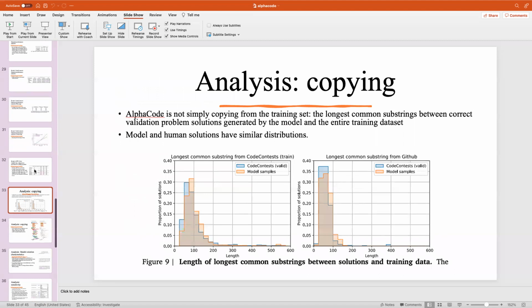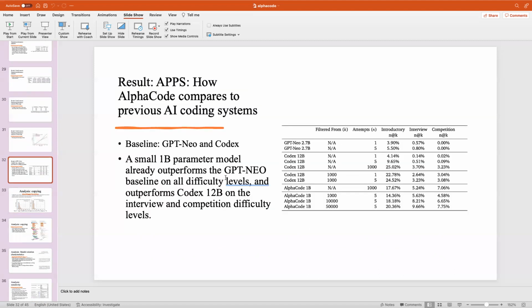And so in the previous slide, the Codex 12B is like 24.52% for the introductory case, right? But AlphaCode is a little bit less. Is there any reason why? And even for Codex 12B, where it says n/a with 1,000 attempts, it is like 25.02%. Is there any reason why it performs like this? And what are introductory, interview, and competition? Is it just the level of complexity, or does it also have any other meaning?